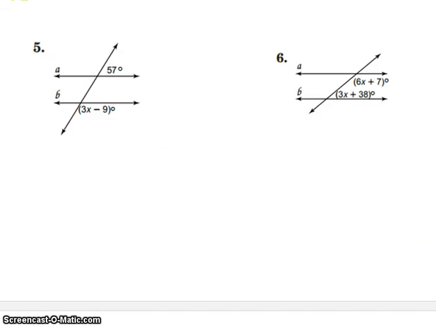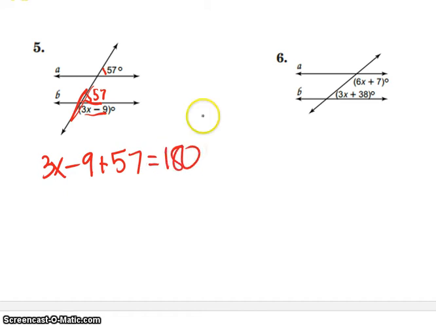Now looking at number 5, it's very similar to number 1 and 4. The two angles they give us are not a pair, so we have to find another pair. So if I look here at angle 57, I see that it is corresponding with the angle above the one that I'm given. So if that's 57, then this one must also be 57, and together those two create a linear pair. So I could take these two and I can say 3x minus 9 plus 57 equals 180 degrees.